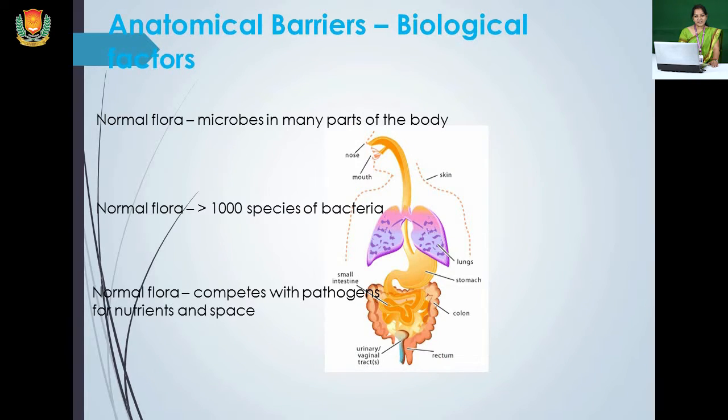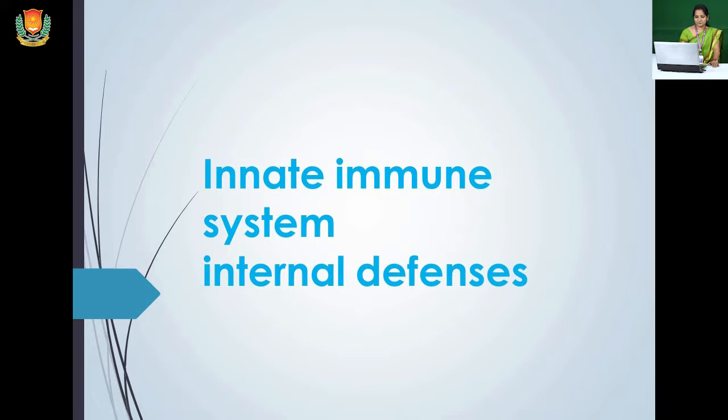The anatomical barrier can be biological. For example, our own body has normal flora. That normal flora is present in almost every individual. That normal flora competes with the invading pathogens. So the invading pathogens face difficulty to invade and to prosper.